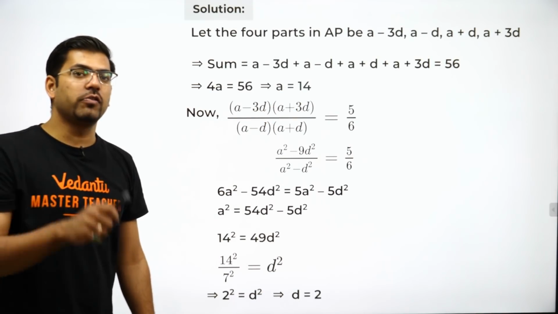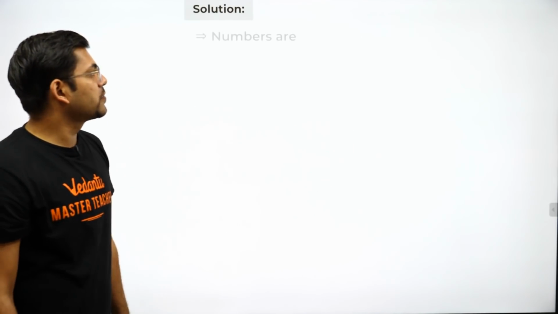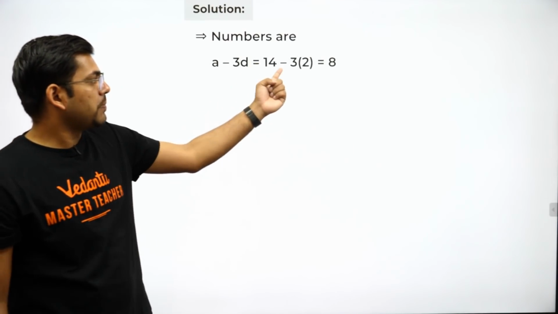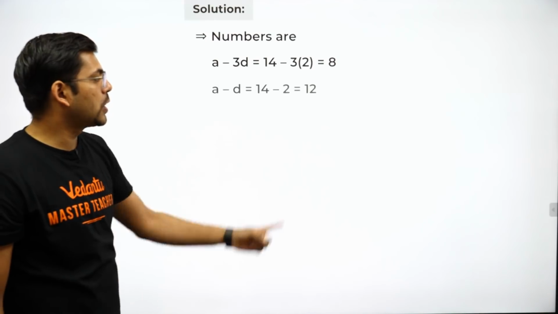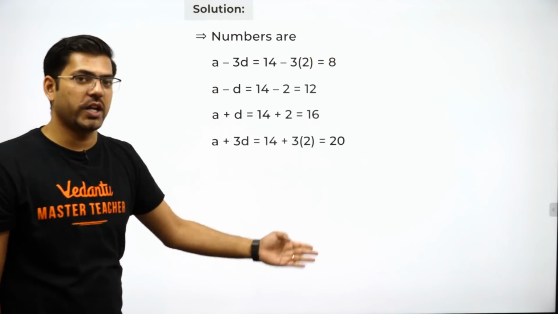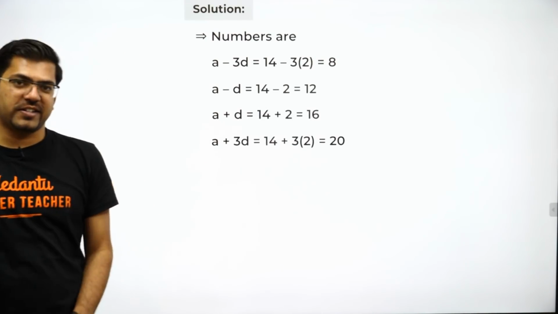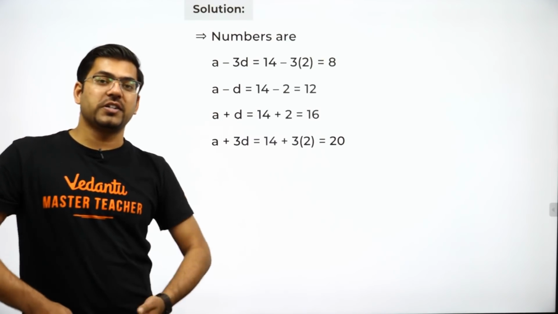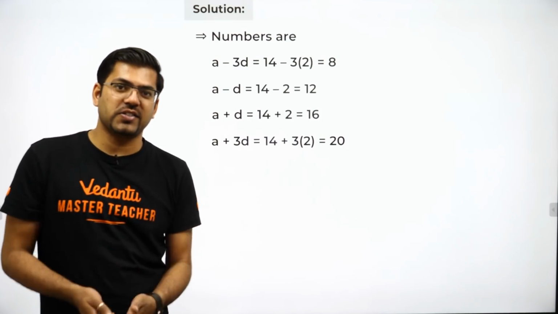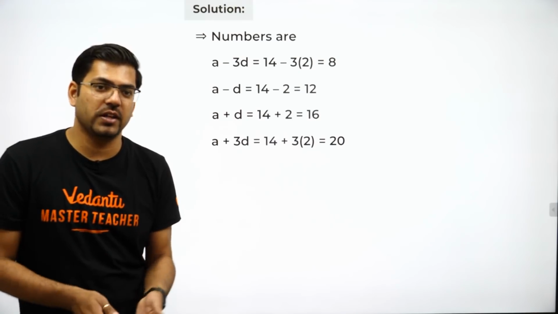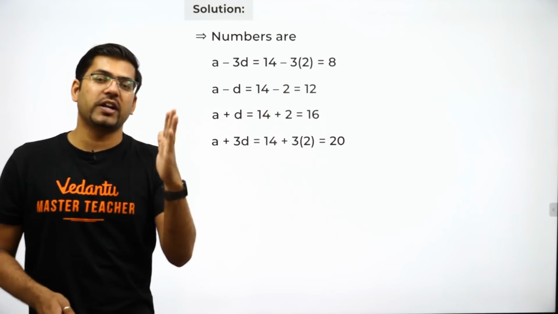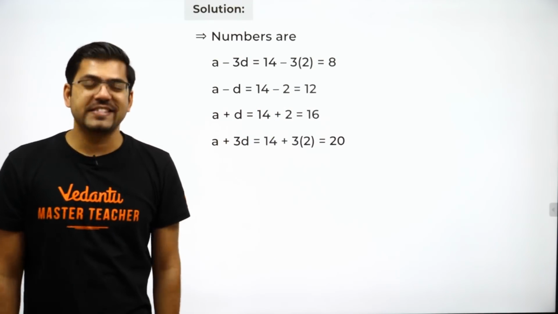So I guess now you would be able to solve for the numbers. The numbers would be A minus 3D, that is 14 minus 3 times 2, so 8, 12, 16 and 20. You have got your numbers, not digits. That is A minus 3D, A minus D, A plus D and A plus 3D, that is 8, 12, 16 and 20. And this is the final answer.